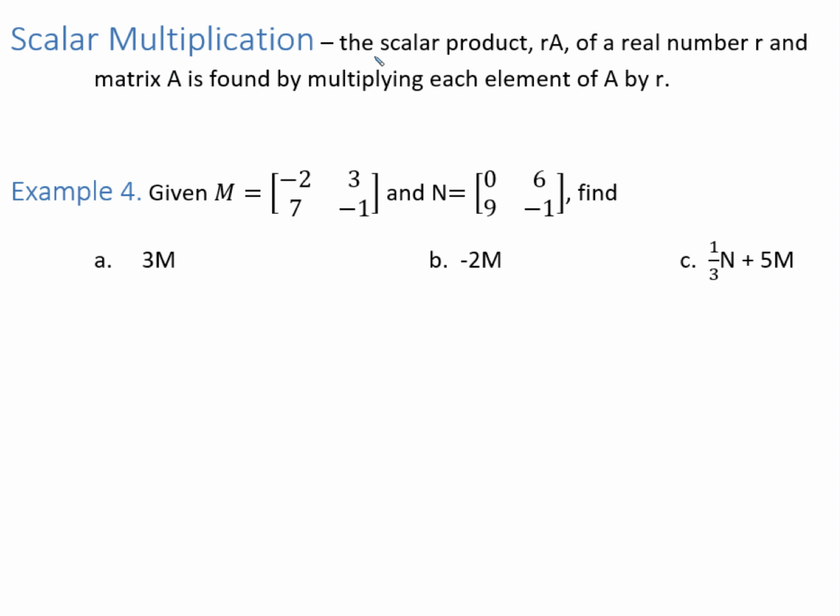Scalar multiplication: the product R, just some number R times a matrix A, is found by multiplying each element of matrix A by R. So here we go, we have 3M. The way that we can write this is 3 on the outside, and then negative 2, 3, 7, negative 1. And by definition of scalar multiplication, you just multiply 3 times each element: negative 6, 9, 21, and negative 3.